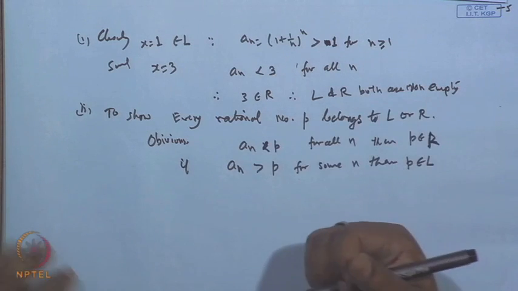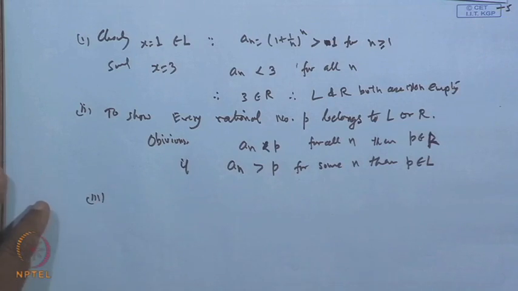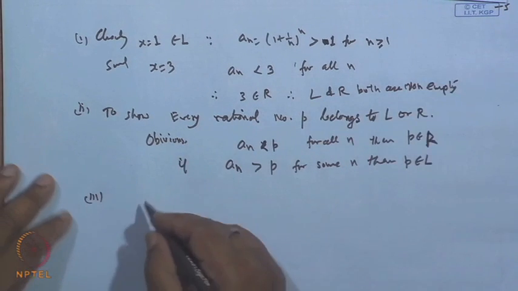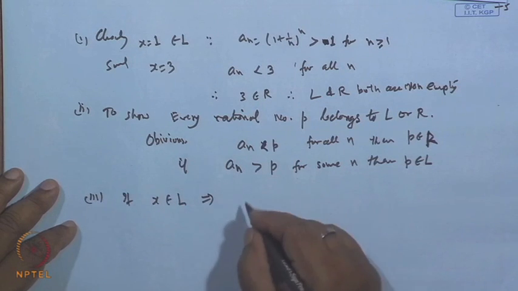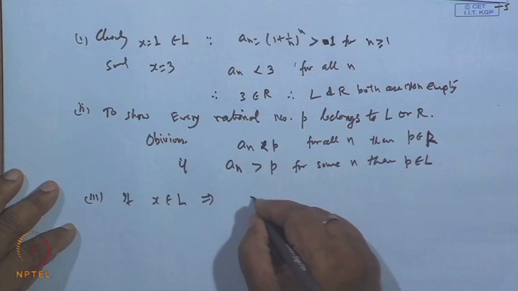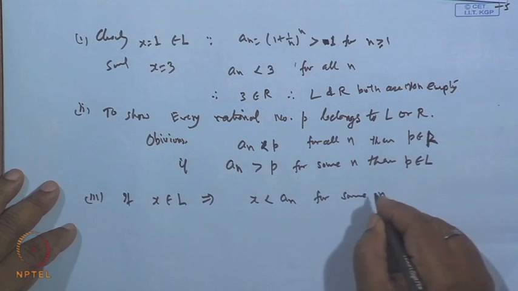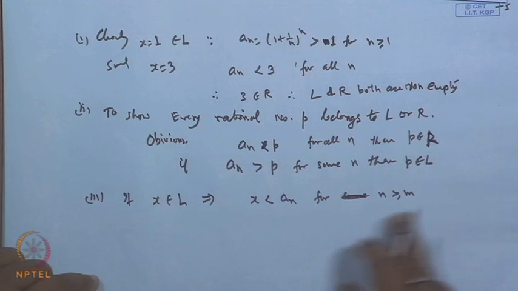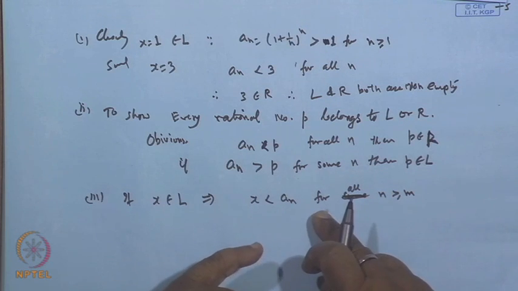So, we can identify all the numbers which are either in the lower class or in the upper class. So, this is also true. And the third part is: every number in the lower class is less than the upper class. So, if x belongs to the lower class, it means that x is less than a_n for some n, for n greater than or equal to, say, m onward, is it not? For all n greater than or equal to m, after a certain stage it is less than this.